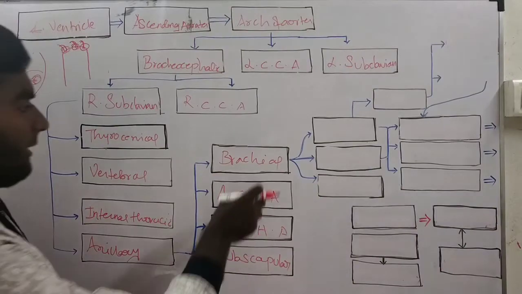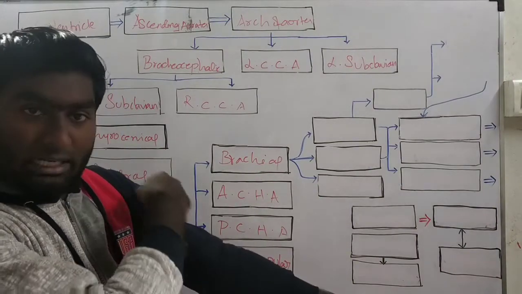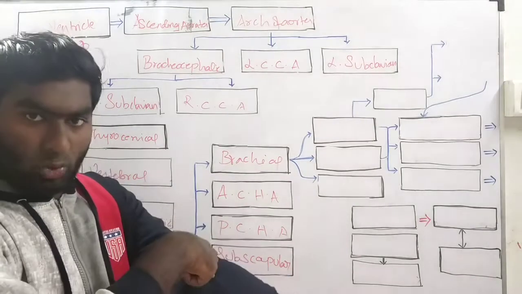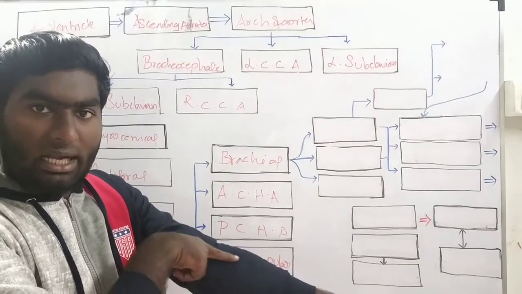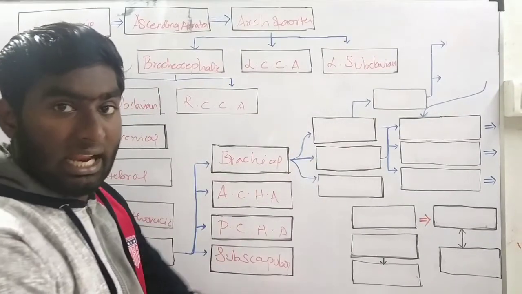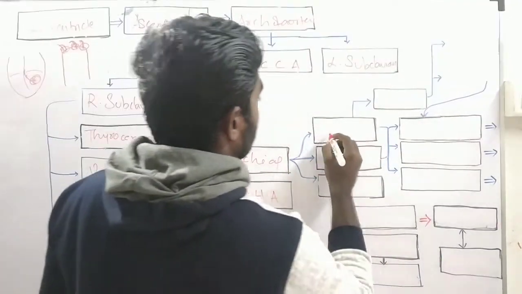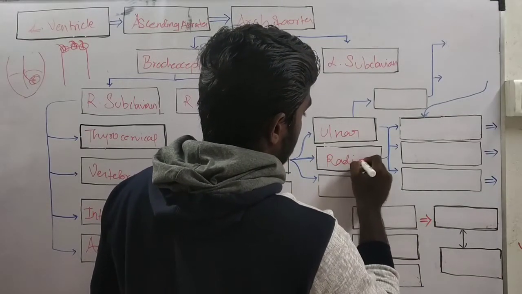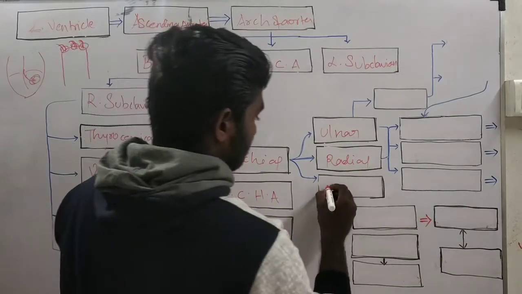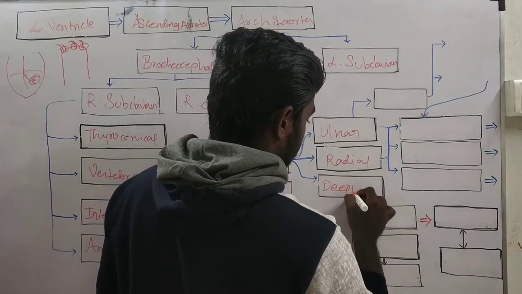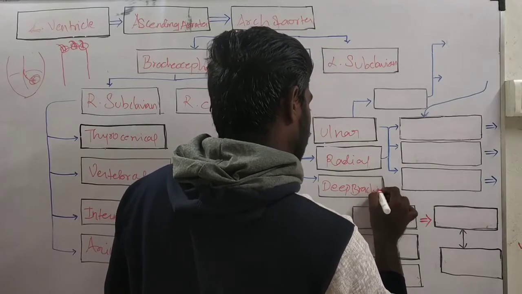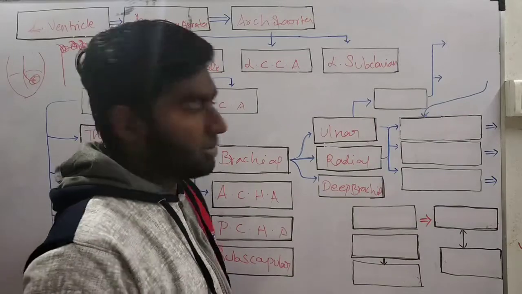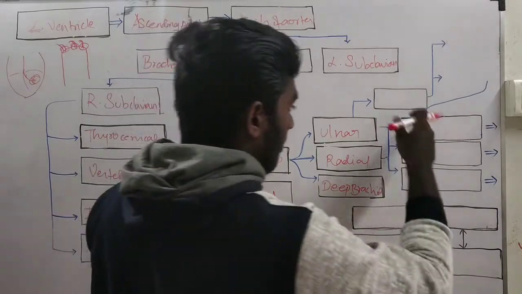The continuation of the axillary artery is the brachial artery. When the brachial artery enters the cubital fossa, the elbow joint, it divides into two arteries: the ulnar artery and the radial artery, and it gives the deep brachial artery. Understand?